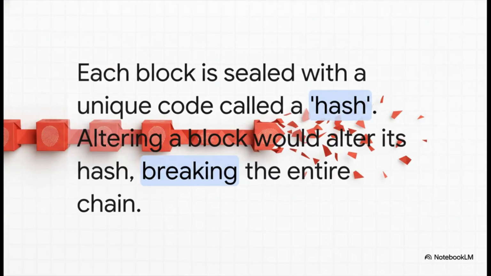Okay, now this is where the security gets really clever. Each one of those blocks is sealed with a totally unique digital fingerprint. It's called a hash. And here's the key. The hash of a new block is mathematically tied to the hash of the block before it. So what happens if someone tries to go back and change something? Well, the hash would instantly change, which would set off a chain reaction and visibly break the entire chain for everyone to see. It's basically like a digital tripwire.